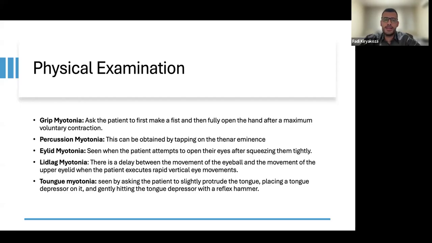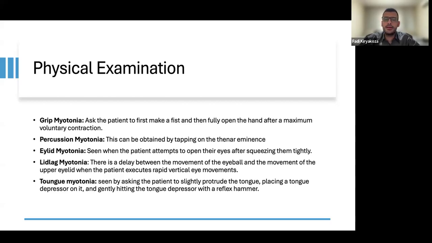Percussion myotonia can be easily elicited by tapping the thenar eminence with a reflex hammer. Eyelid myotonia is seen when the patient attempts to open their eyes after squeezing them tightly. The patient with myotonia will not be able to fully open his eyes, the sclera will not be visible, and they may use other muscles to help, for example the frontalis, so wrinkles are easily observed in this case.